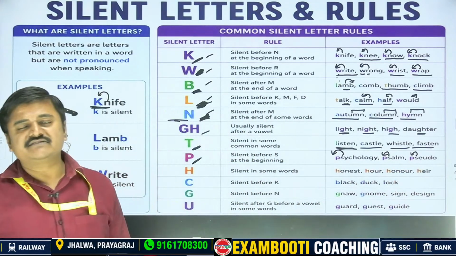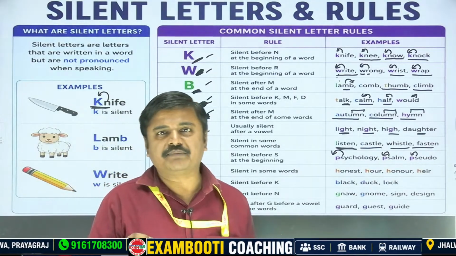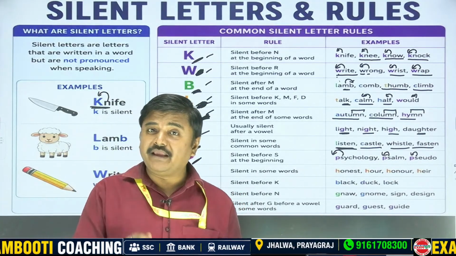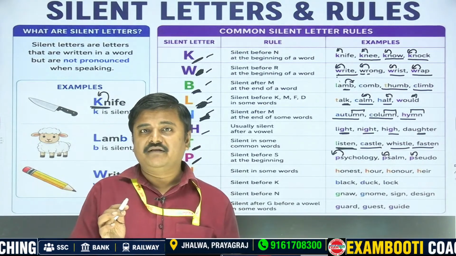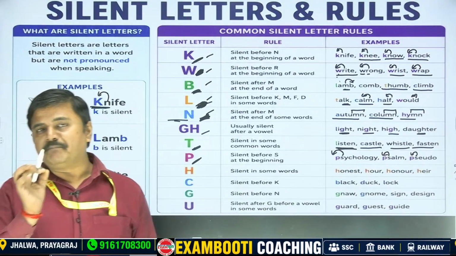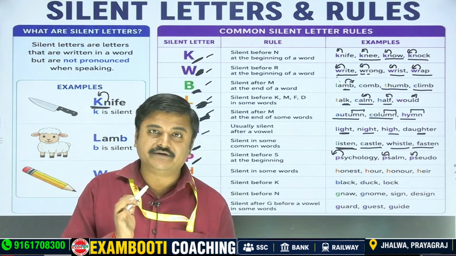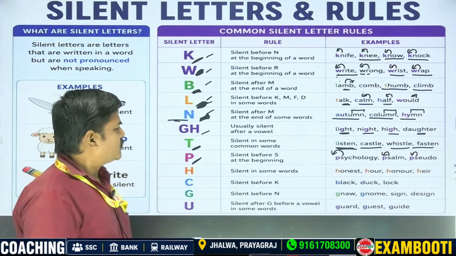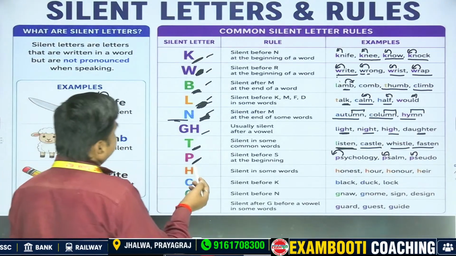In all these words, P is preceded by S. If there is a P before S, you should know that the P is going to be silent. Very easy. So this is a 6th or 7th rule.